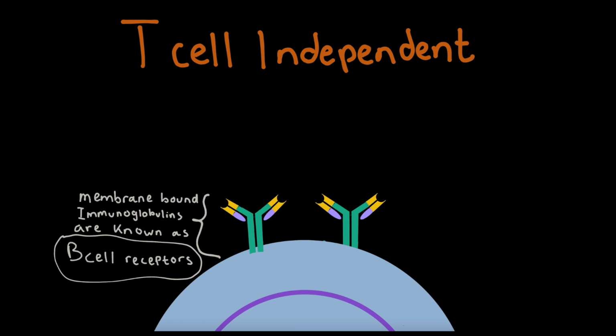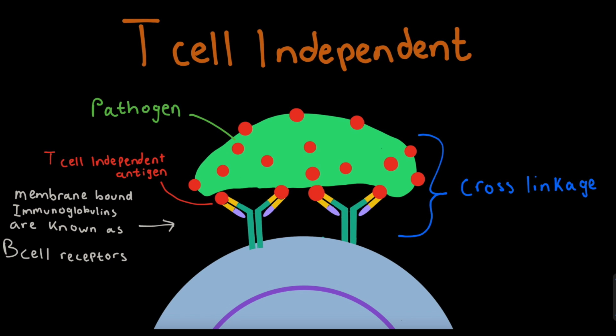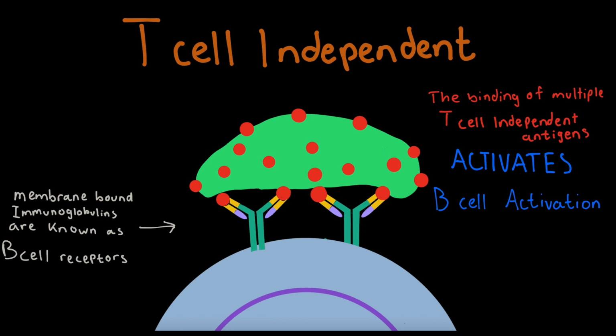This is when the B cell receptors on a cell surface undergo a process known as cross-linkage, in which two or more B cell receptors will attach to the pathogen's antigens, which are known as the T cell independent antigens, leading to the next process known as clonal selection. Remember, the attachment of multiple T cell independent antigens to the B cell receptor activates the start of B cell activation, and these T cell independent antigens are mostly found on the cell wall of a pathogen.